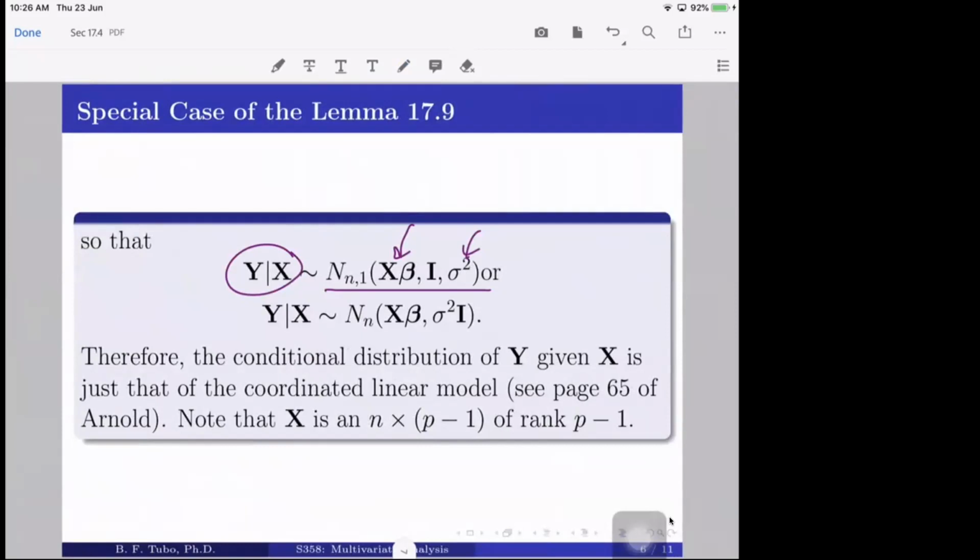Therefore, the conditional distribution of y given x is just that of the coordinatized linear model, which is given in page 65 of our notes. And take note, your x will be n by (p minus 1) with rank equal to p minus 1. The minus 1 here is a corrected number of dependents, since beta is our estimator.